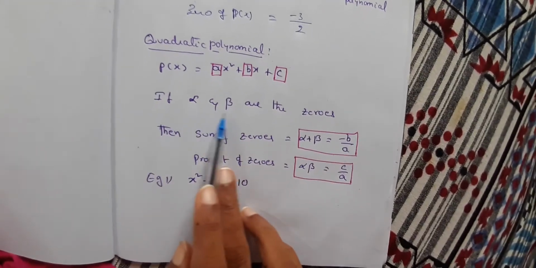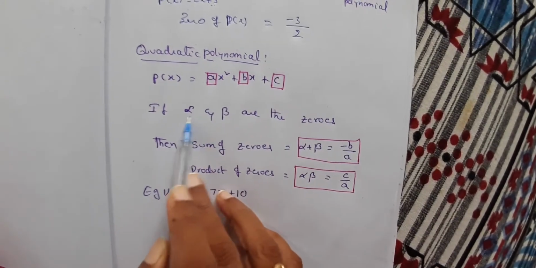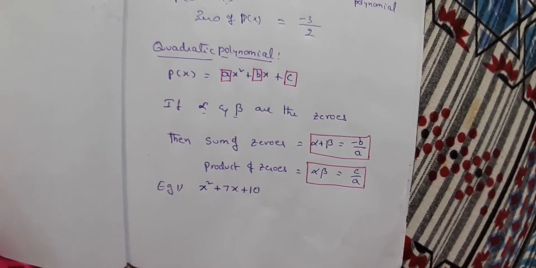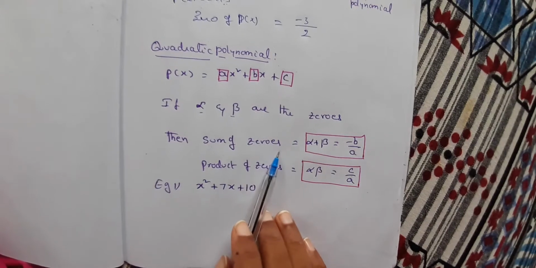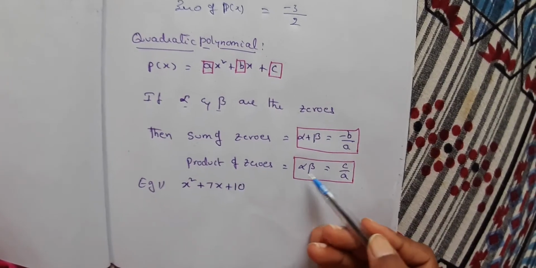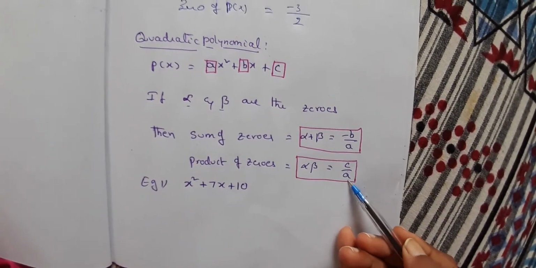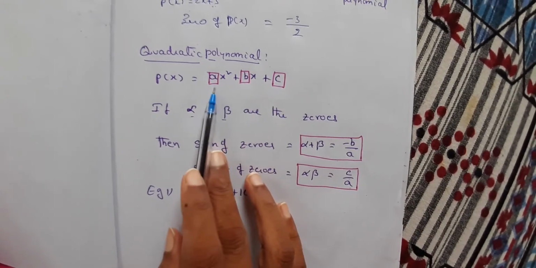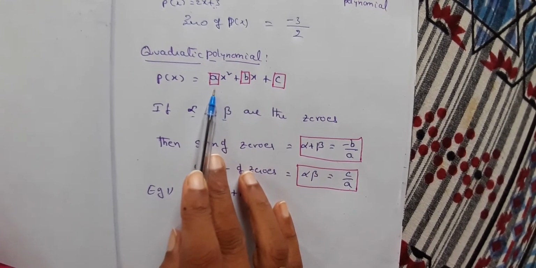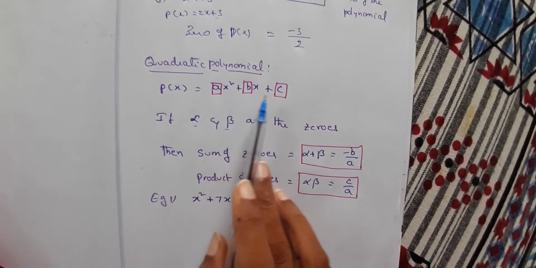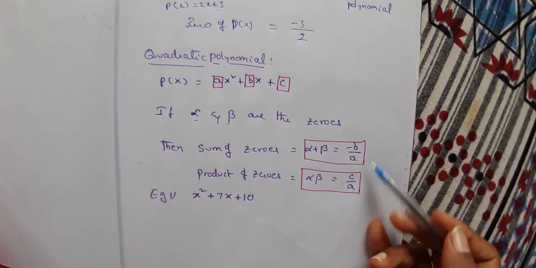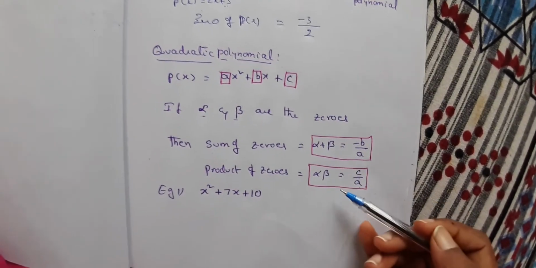Right. Now let us suppose alpha and beta are the zeros. Why are we taking 2? Because it's a quadratic polynomial, and in a quadratic polynomial you have 2 zeros. So alpha and beta are the zeros. Then the sum of the zeros relationship is given by alpha plus beta is equal to minus b by a, and the product of zeros alpha into beta is given by c by a. So minus b by a, that is minus of coefficient of x by coefficient of x square. Alpha into beta, that is the product of zeros, is constant term divided by coefficient of x square. So this is the relationship between the sum of the zeros and product of the zeros.